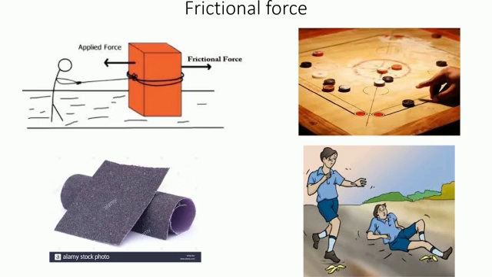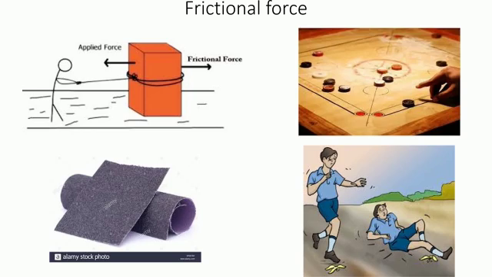Frictional force. Frictional force refers to the force generated by two surfaces which are in contact with each other. Example, when a carom piece is flicked lightly, it slides over the carom board but stops at a certain distance. Here, let us consider the carom piece to be a striker. Another example, a ball rolling over a flat ground stops at a certain distance.